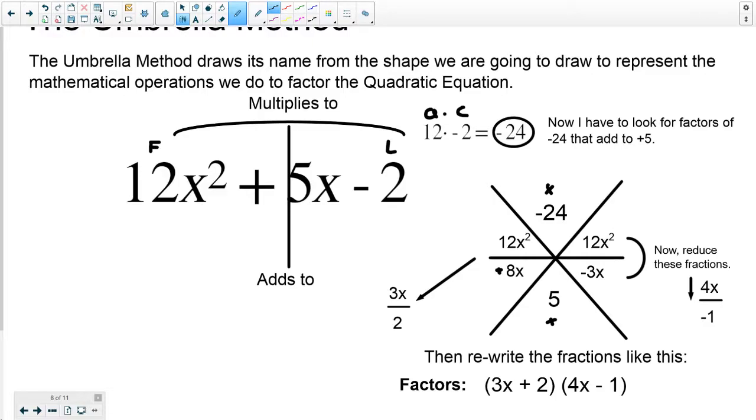Now, if you were to go back and FOIL these out, 3x times 4x is 12x squared. 2 times 4x is 8x. 3x times negative 1 is negative 3x. And 2 times negative 1 is negative 2. Combine the 8x and the negative 3x to get 5x, and negative 2 is on the end. So we did it. We got the right factors.